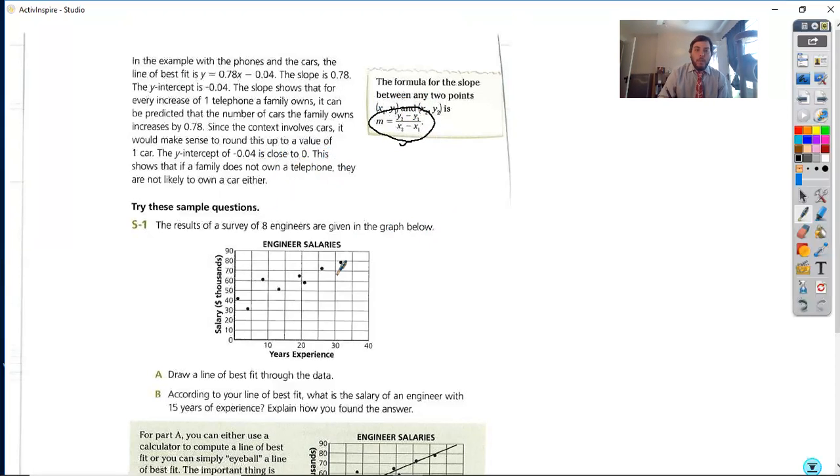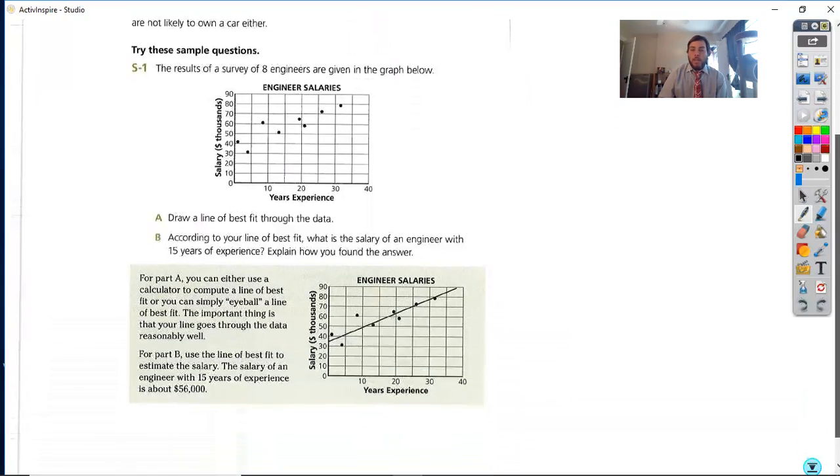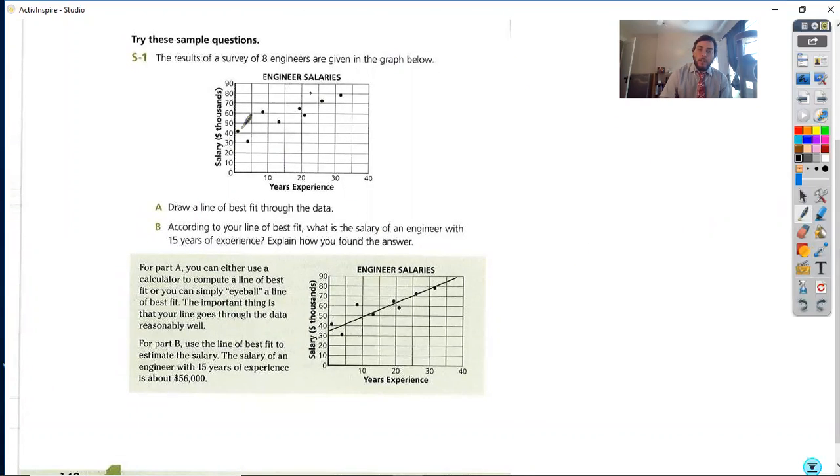All right, so as we keep going along here, it says, the results of a survey of 8 engineers are given in the graph below. And it says, A, draw a line of best fit through this data. So again, we can plug this into our calculator and calculate a line of best fit, but to be honest, this question doesn't give us good data points here, right? We know this is probably about 1 year experience, and maybe it's 41 or 42,000 in terms of salary, but they didn't give us exact numbers. So here we're just going to estimate a line of best fit.